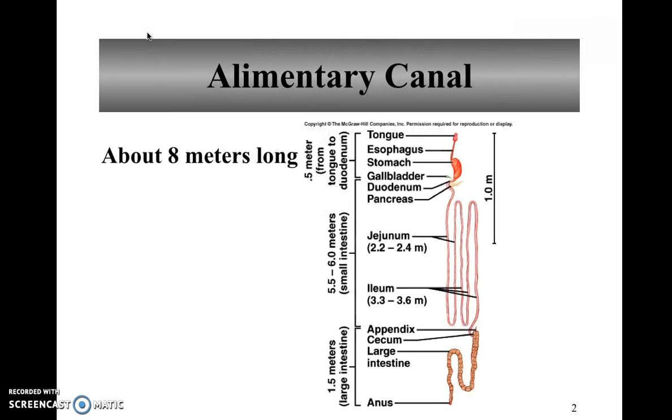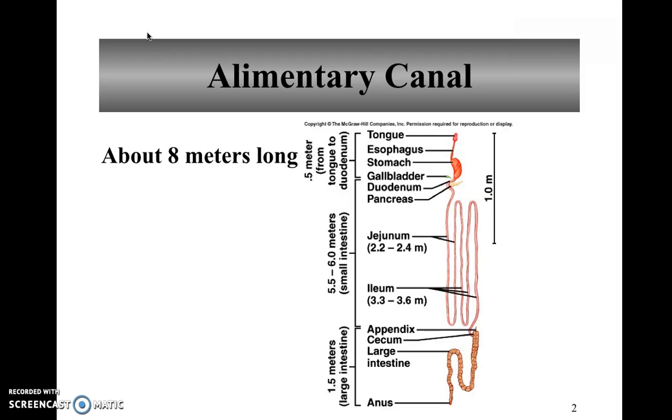The alimentary canal is about 8 meters long. It starts with the oral cavity with the mouth, continues on through the esophagus, into the stomach, into the small intestine, which is divided into the first part, the duodenum, the jejunum, and then finally the ileum, and then finally traveling through the cecum, large intestine, and then the waste travels out through the anus.